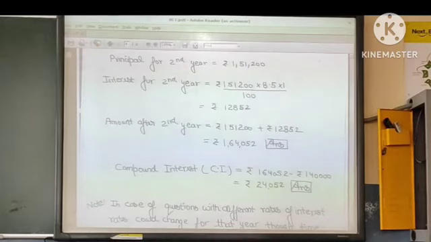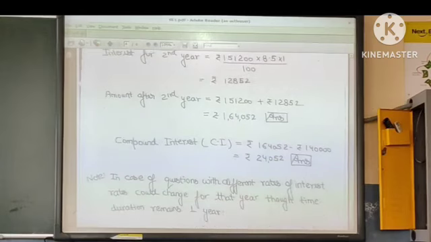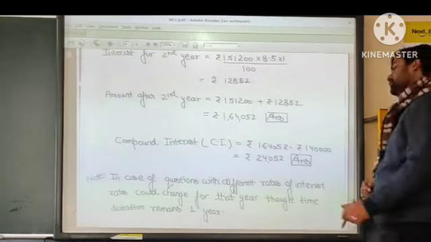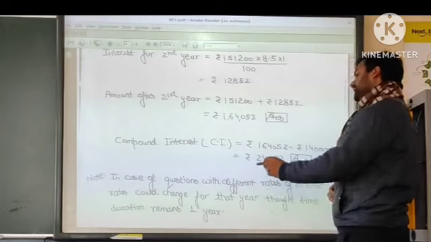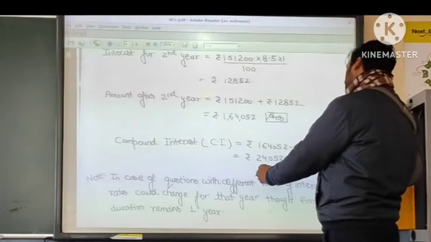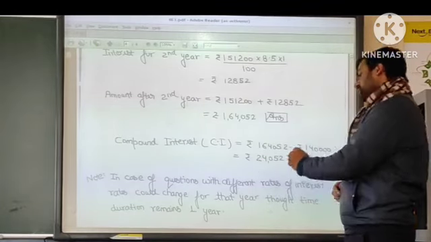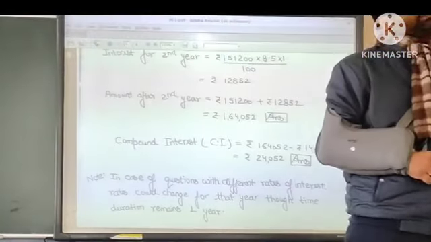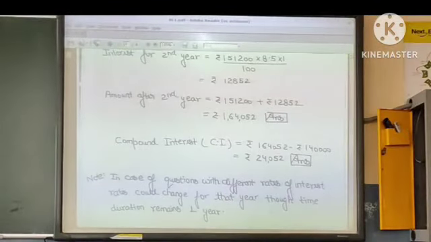Again, see, our note is given here. What is the note here? The note is, in case of questions with different rates of interest, the rates could change for each year, though the time duration remains 1 year. So this is also true, and this is applicable for this question. You may note this down as well. Is it clear to all? Okay.